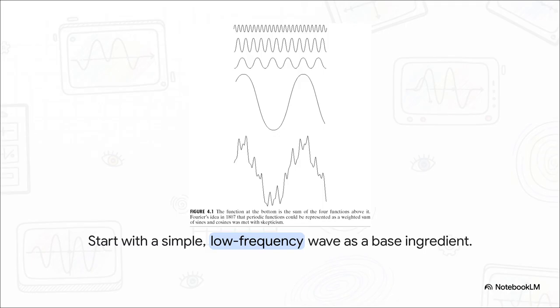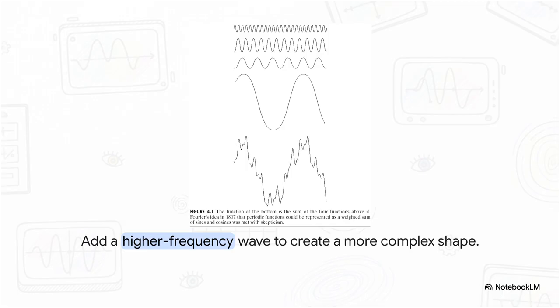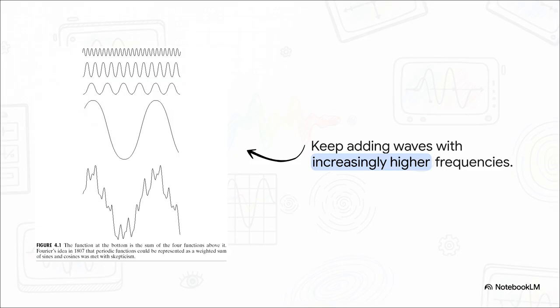We're going to start with our base ingredient. One simple, low-frequency wave. Just a nice, gentle curve. Okay, now let's add another wave right on top of it. This one's a little faster, a higher frequency. And when they combine, you can already see a more interesting shape starting to form. And we can just keep on going, right? We can add waves with higher and even higher frequencies.